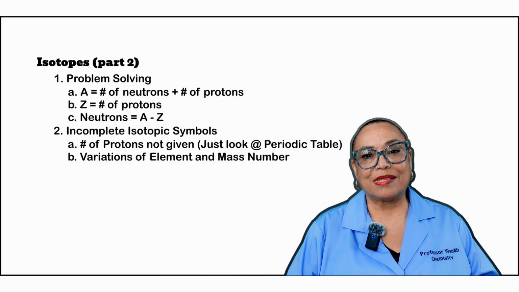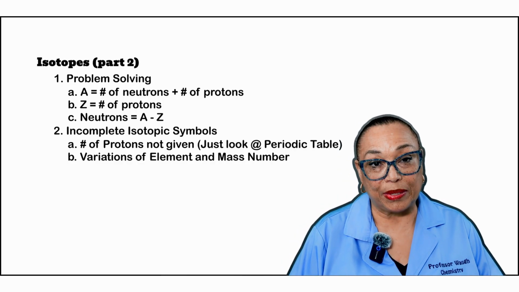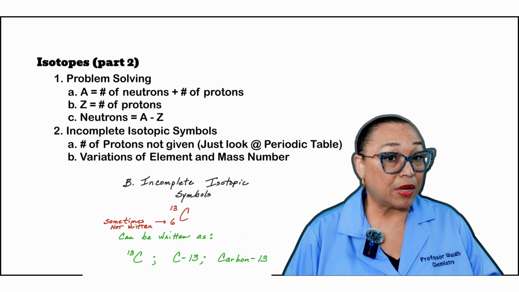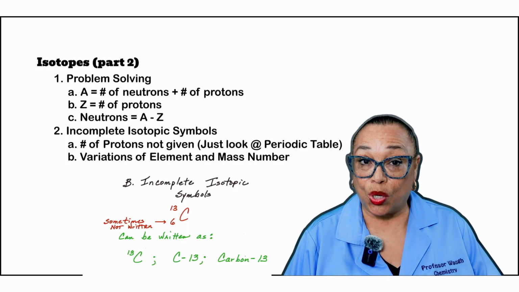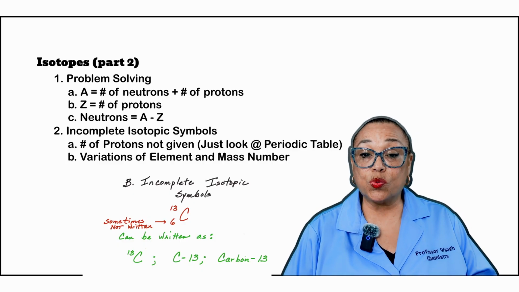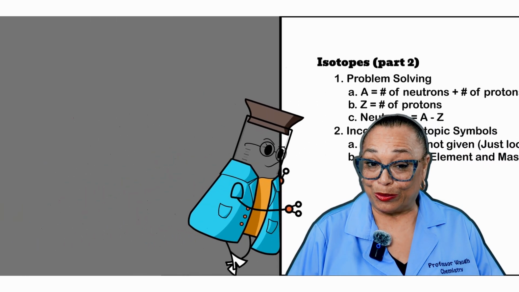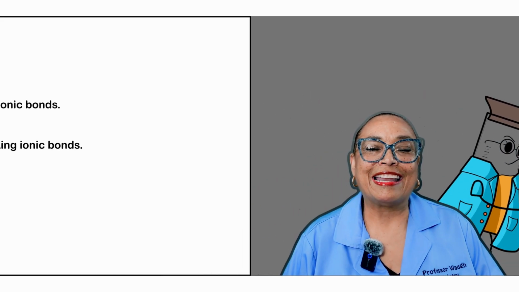Many times, scientists use the incomplete isotopic symbol. The atomic number, the number of protons, is not shown. Now, of course, when working with ions, things will change a little, but we'll get into that in a later video.